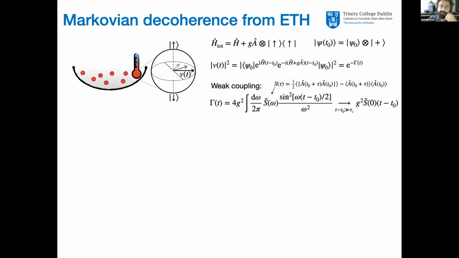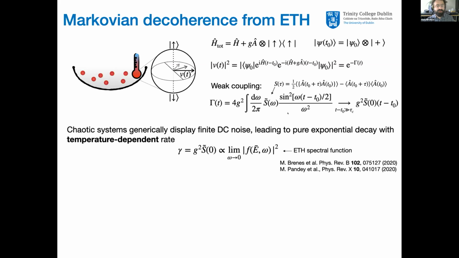And then we get a result that's very similar to the intuition that I already showed you, which is that the decoherence proceeds as a consequence of the fluctuations of this observable A. But these fluctuations are now quantified by this correlation function in time. And if I consider relatively long times, then quite generically I'll find pure exponential decay with a decoherence rate, which is given by this zero frequency noise. And this connects directly to this spectral function of ETH that I already mentioned before.